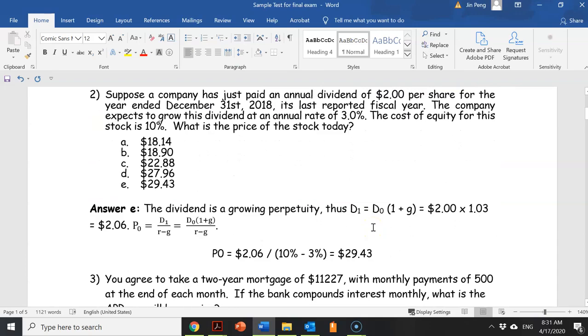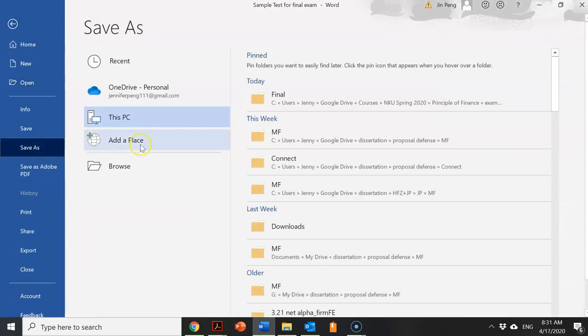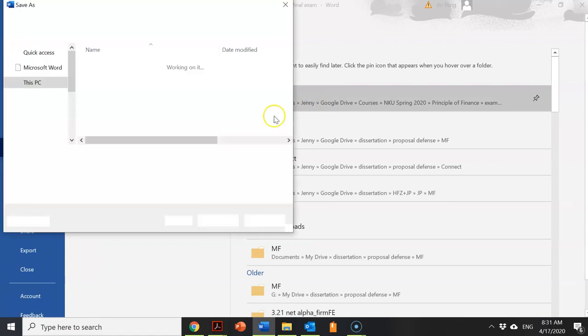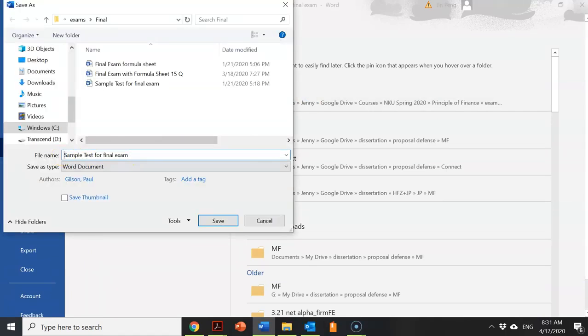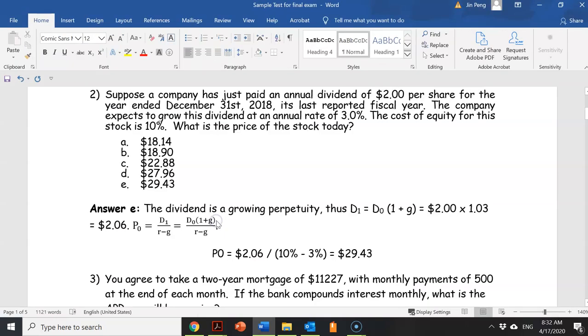Question number 2. Let me save this file as the updated sample test, with notes. So you can download both the sample test for the final exam on Canvas. You can also download this updated sample test for final exam with notes.